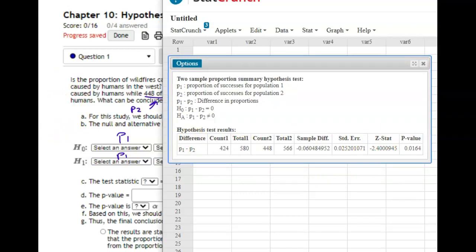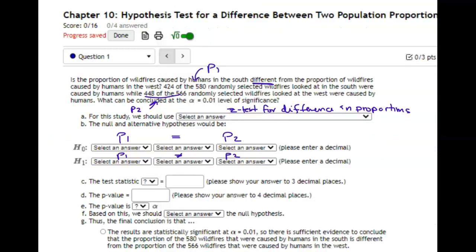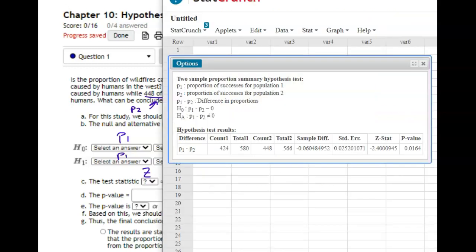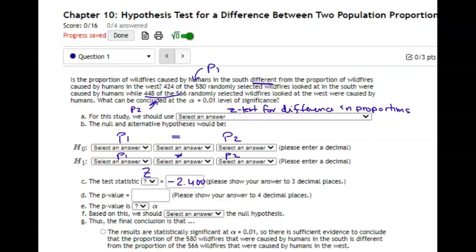So the z-stat is negative 2.4. So z equals negative 2.400. And the p-value is 0.0164. Okay. So at this significance level, the p-value is bigger than the alpha, so we fail to reject the null.